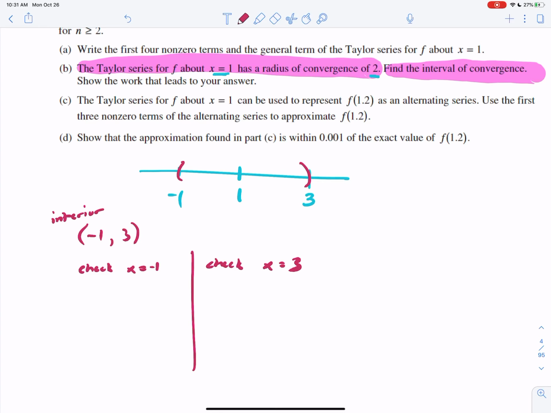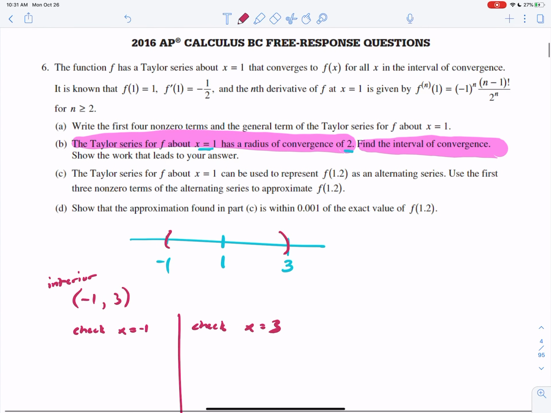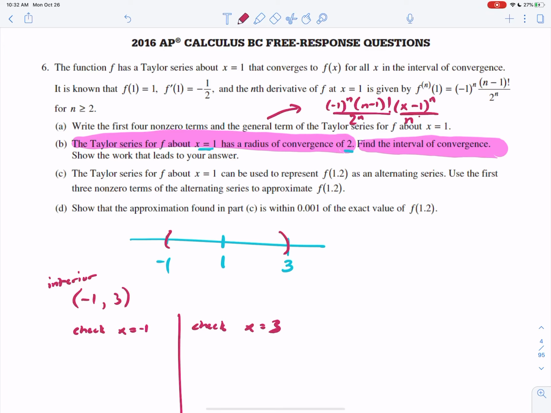Again, I recommend you guys doing this on a separate sheet, okay? So we have our equation. I should have jotted it down here. Let me see if I can retrieve it. The general term from part A was (-1)^(n-1) (n-1)! over 2^n, (x-1)^n over n!.